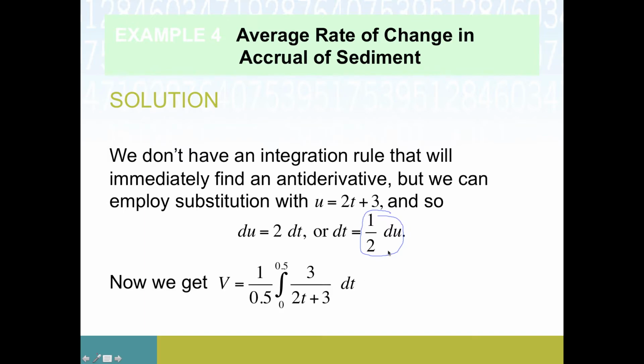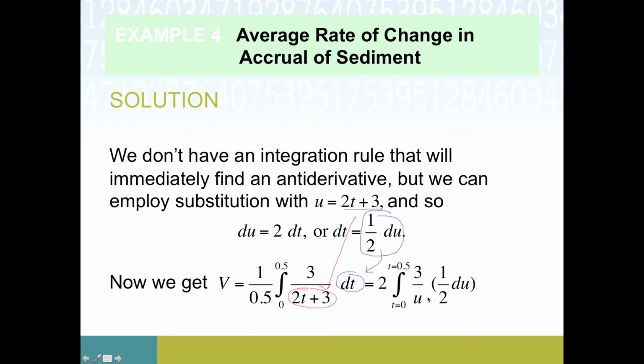So we've got dt can get replaced with 1/2 du. We have that u can get replaced with 2t plus 3. So all of that is going to get replaced in the bottom. And then we'll have a nice tidy integral that we know how to compute. So we have the integral of 3 over u. That's something we're great at. You remember, if it's just a constant multiple, that 3 can get pulled out as well.